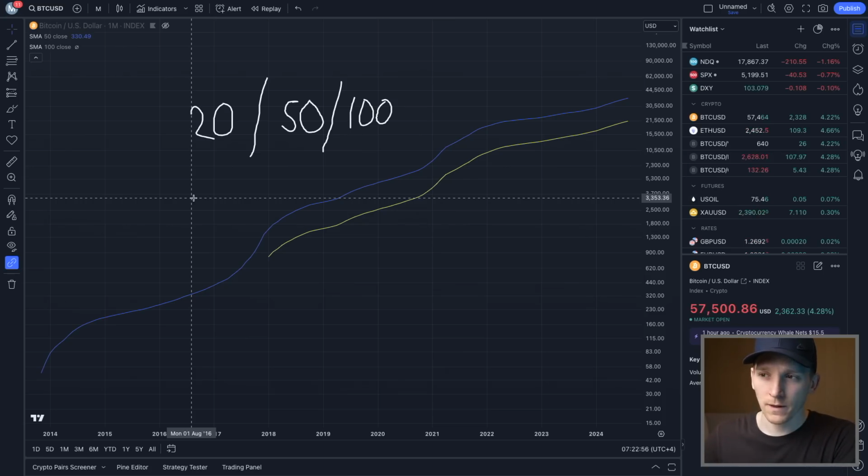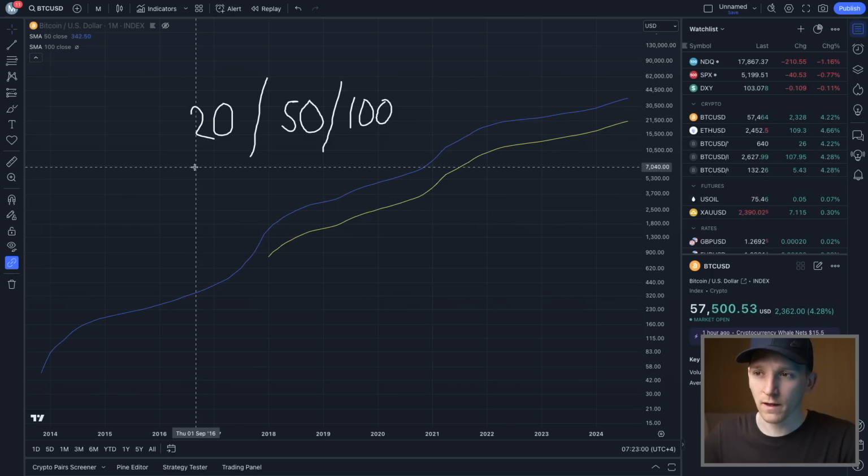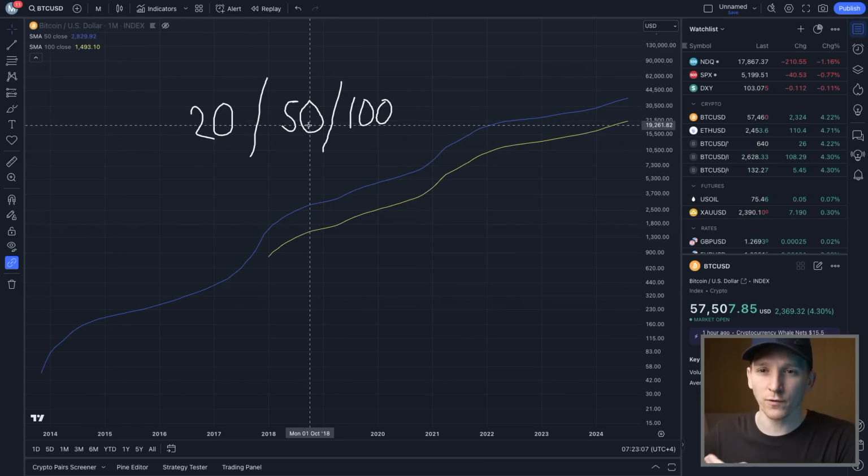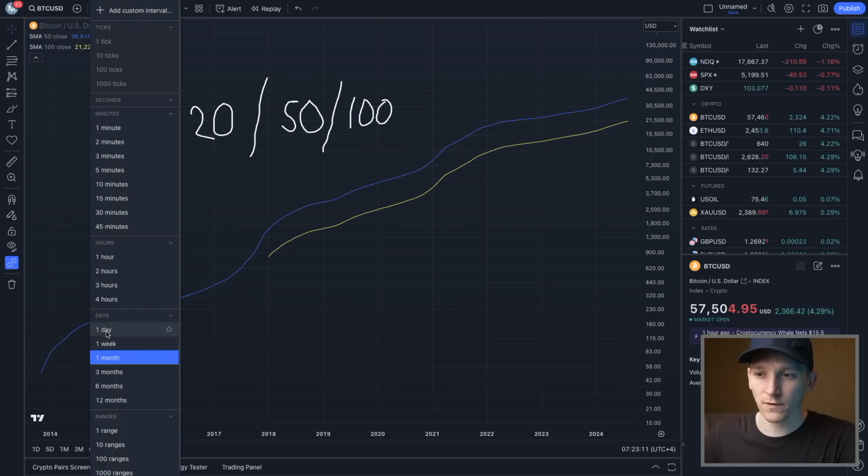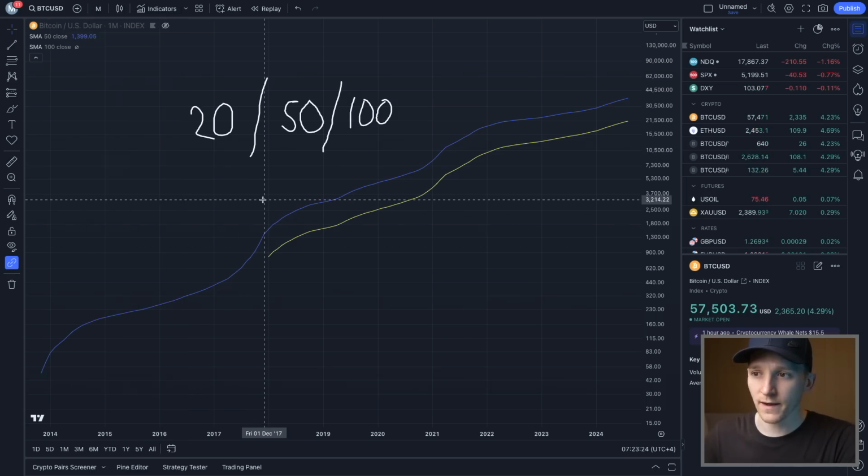Most of the time, people will be using the 20, 50, and 100 period moving averages. So what I'm looking at here is moving averages of the monthly chart. So I'm looking at 20, 50, and 100 months worth of price data. If you go down to different types of chart, for example, a 1 day or a 1 hour, you'll be looking at 20, 50, and 100 periods of that 1 hour chart. So 20, 50, and 100 hours worth of data. Of course, the longer the time frame that you're looking at, the data is a lot more reliable in terms of the longer term trend.